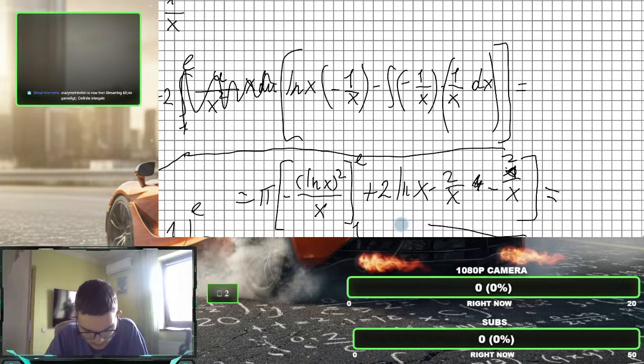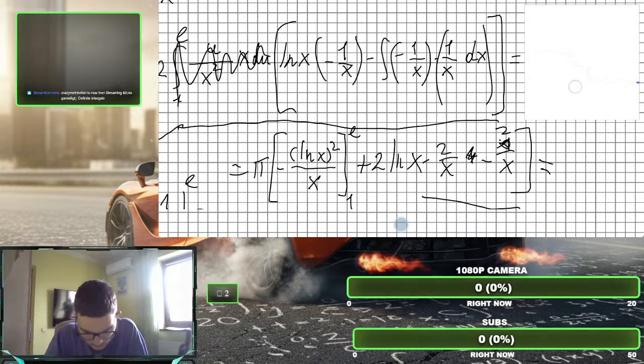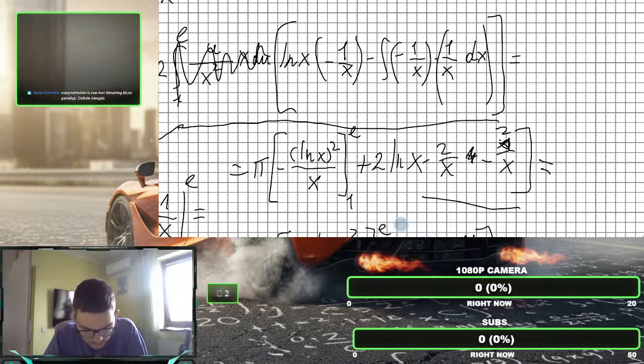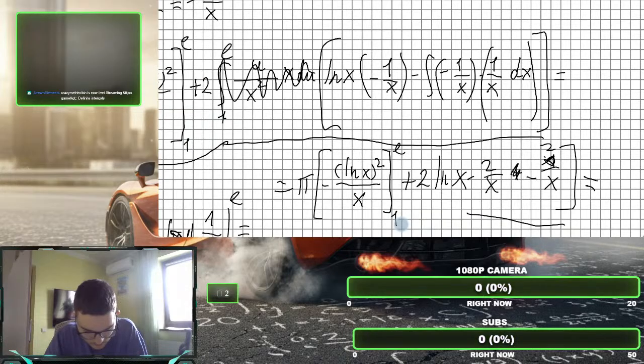There. But what did I put? Oh, I think I put minus 2 divided by x, minus 2 divided by x. Why did I put it twice? Plus 2 ln x. Where did the 2 go? Where's the 2? I forgot to plug it in here. Oh, so this is 2. So 2 ln x minus 2 divided by x.